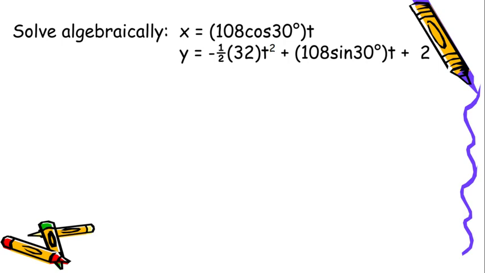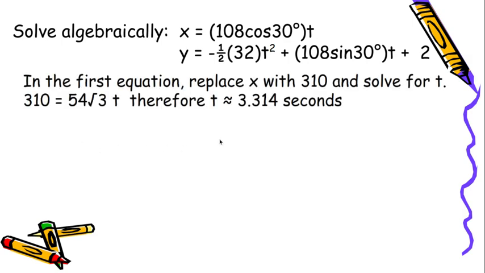So we want to figure out, what's the height of the ball when it's 310 feet from home plate? It's either going to be more than 4 feet or less than 4 feet, so it's either going to clear the fence or not clear the fence. We can start by replacing x in the first equation with 310, since we know the horizontal distance of the ball will be 310 when it hits the fence, and solve for t.